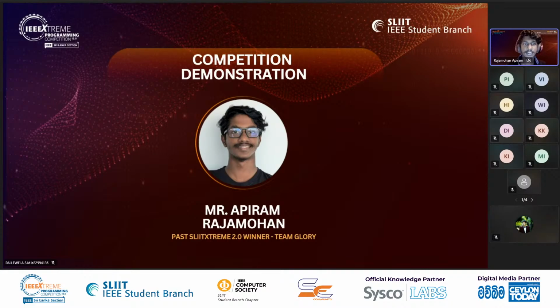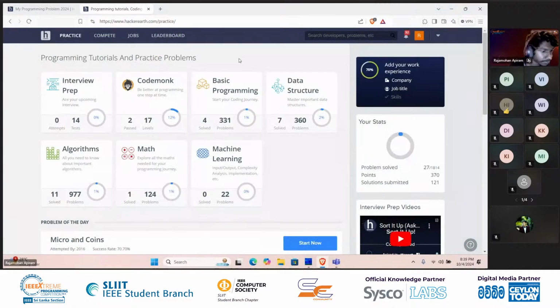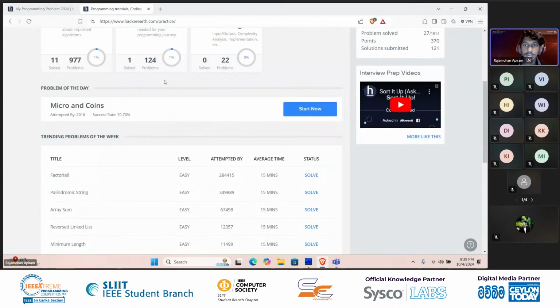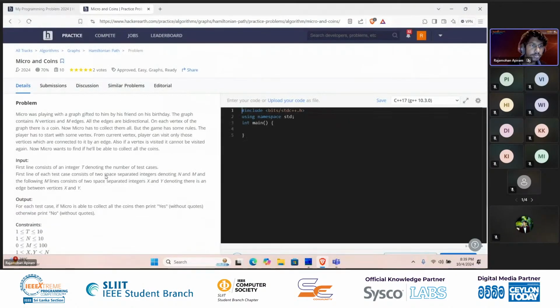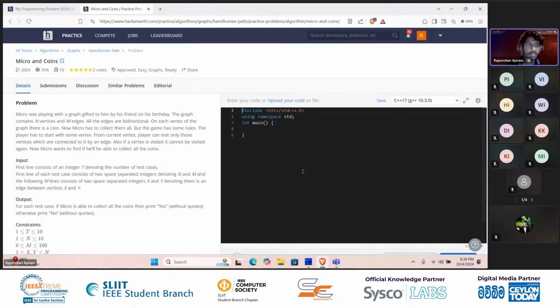As he said, there are several platforms you can practice on, like HackerRank, CodeChef, Codeforces, and others. But the first round of SLIITXtreme is going to occur on HackerEarth. Let me show you. I think you can see my screen, right? Can someone confirm whether you can see my screen? Yes, we can. Okay. So this is the HackerEarth platform. For example, the questions will be in this format. It's very similar to HackerRank.